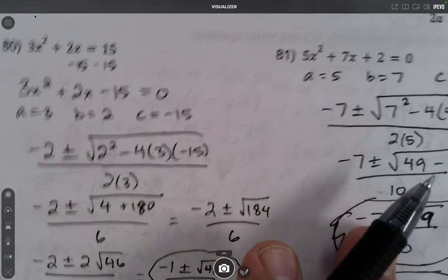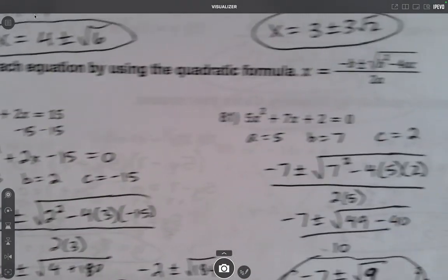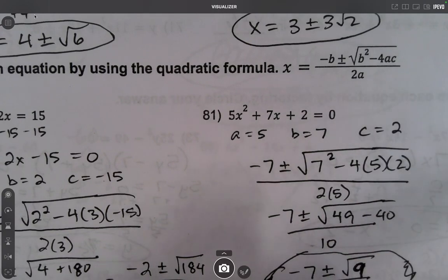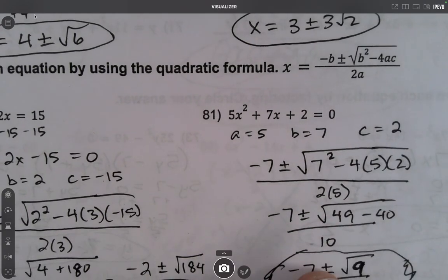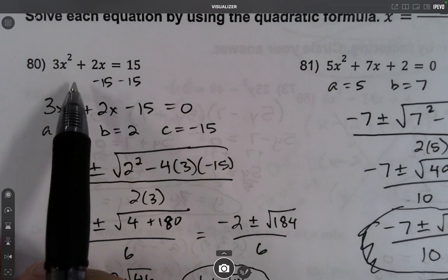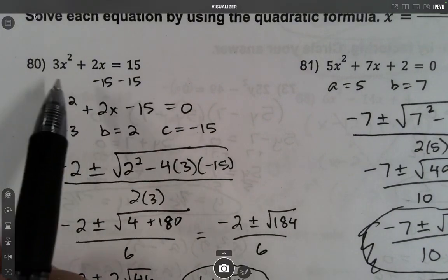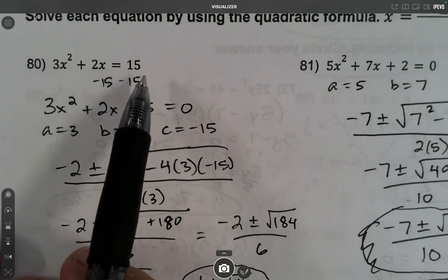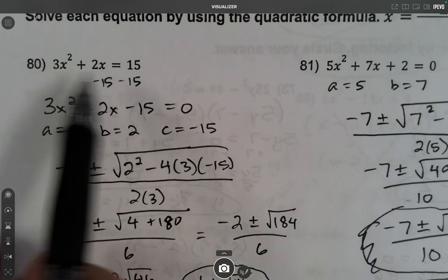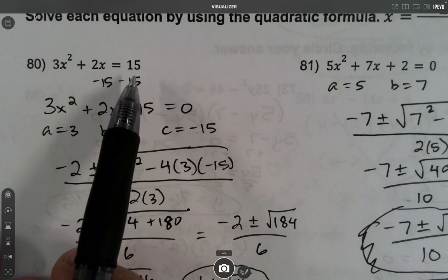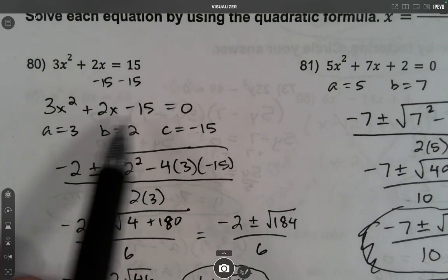Okay, number 80. We are using the quadratic formula, and I will provide this formula for you on the exam. You don't have to memorize it. With the quadratic formula, like factoring, we want it to be equal to 0. So you can't pull a, b, and c out right now because this is not in the right position. So we need to subtract 15 from both sides.